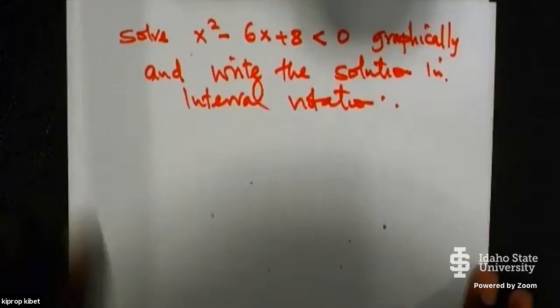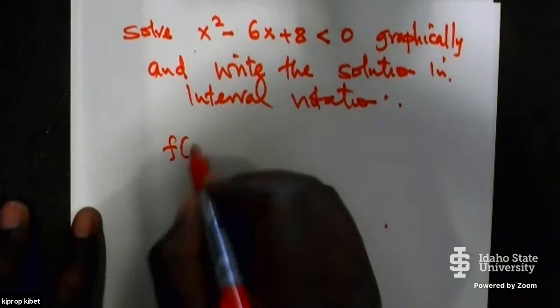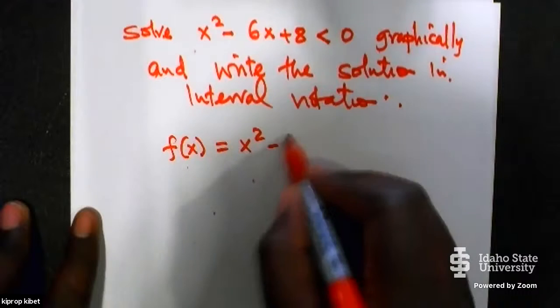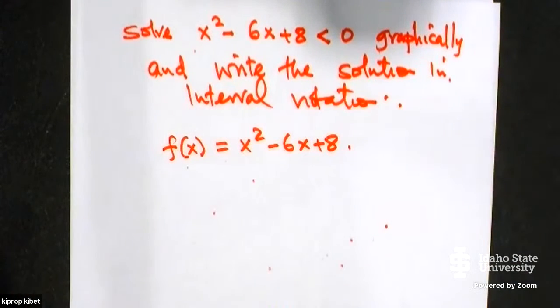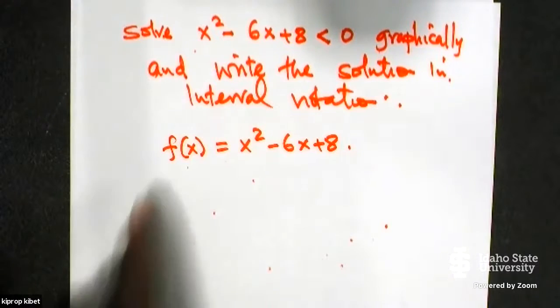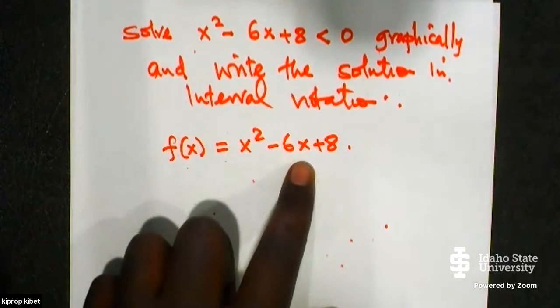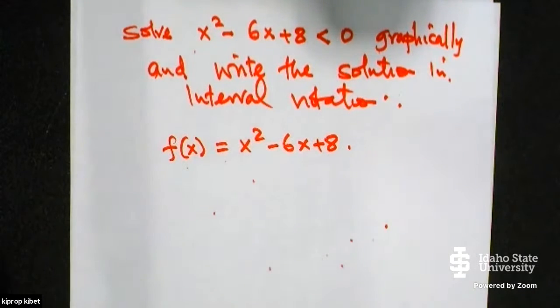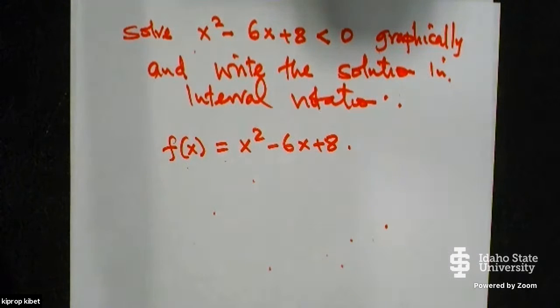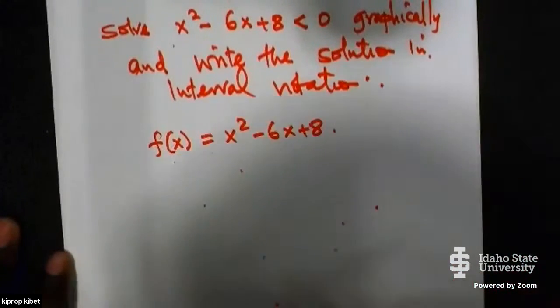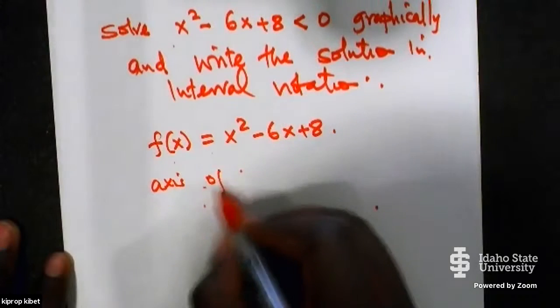So we know that this is a function of the form f of x equals x squared minus 6x plus 8. So the first step is you write this as a function like this. Now, what you do is you get the axis of symmetry, the vertex, and then you get the intercepts, and then now you draw the graph. So let's start by getting the axis of symmetry.